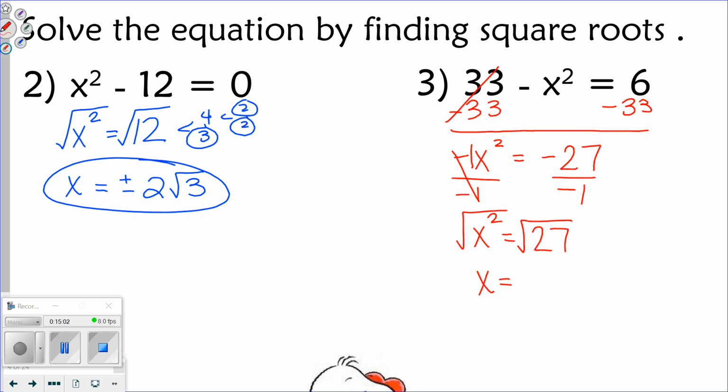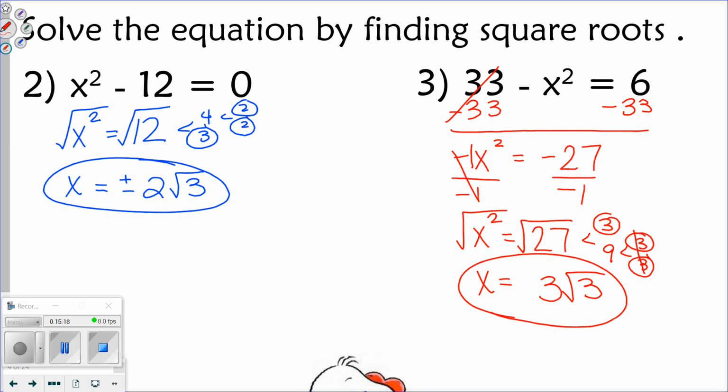All right, 27, pretty and perfect? Nope, so factor tree. So we get a pair of threes, so 3 comes out, and a leftover 3. All right, is my answer good? 3 radical 3. No, what's wrong with it? Yeah, I need the plus minus sign. Anytime you take the square root, it's plus minus.